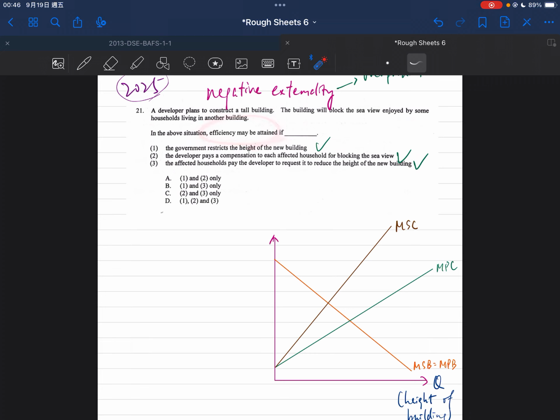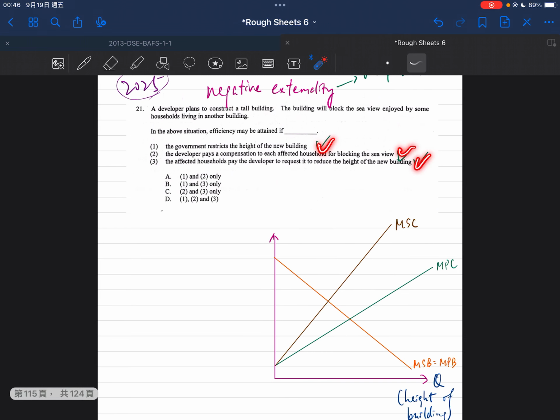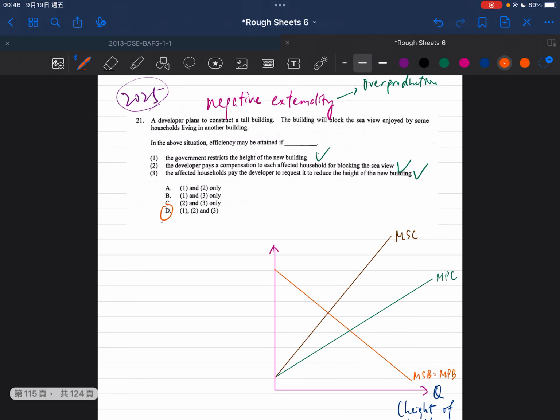It also may relieve the problem of negative externality, and all of the above can attain efficiency. So the final answer is D for dog.